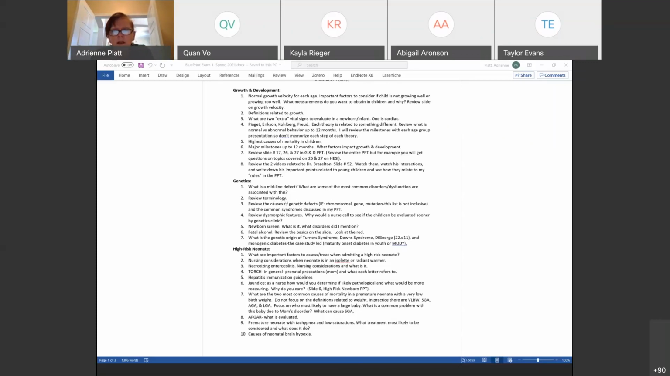Review terminology as far as genetics. Phenotype versus genotype. Phenotype is what you see. Genotype is what the child has for his genetics. And if he has a defect, what the defect is, that type of stuff. Review the causes of genetic defects.